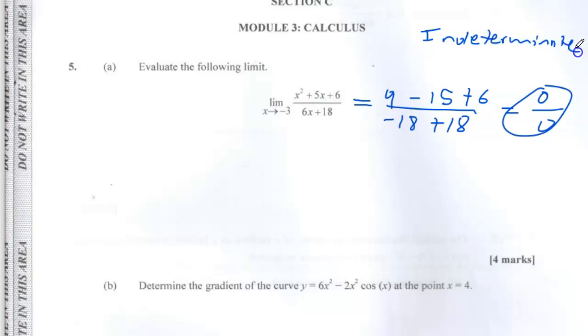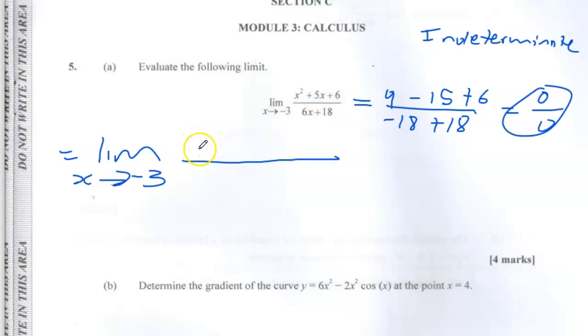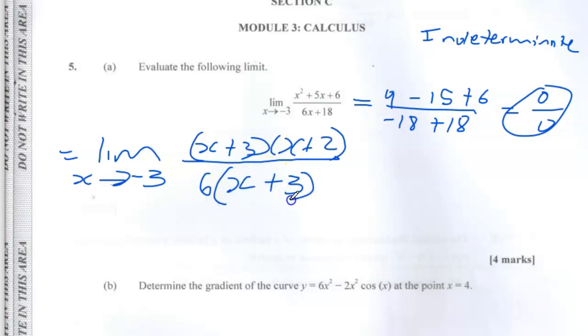So 0 over 0, so one thing we could do is rewrite the problem by factorizing. So let's factorize the numerator, so limit as x approaches negative 3. So factorize the numerator. The factors of 6 are what? 6 and 1 are 3 and 2. So it looks like 3 and 2 will factorize it. And then the denominator, 6x plus 18, common factor there is 6. So factor out 6. In the bracket we'll be left with x plus 3. So x plus 3 divided into itself.